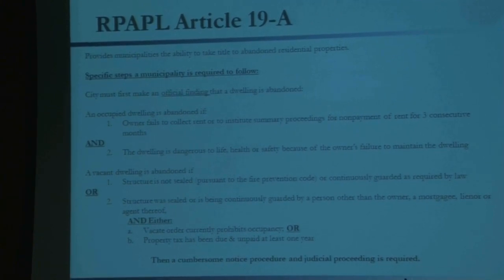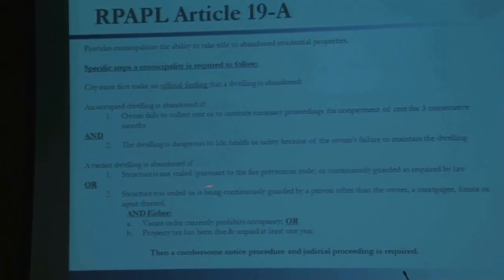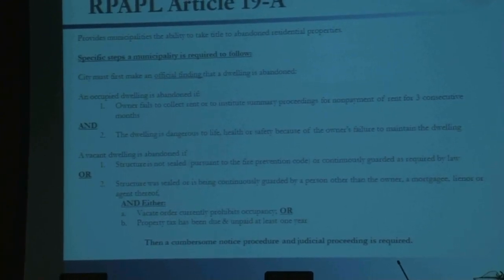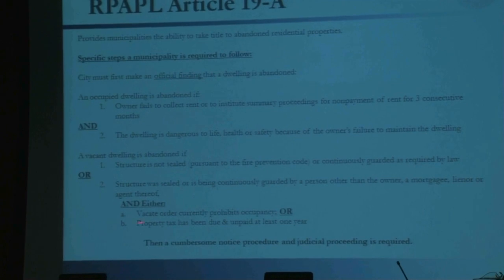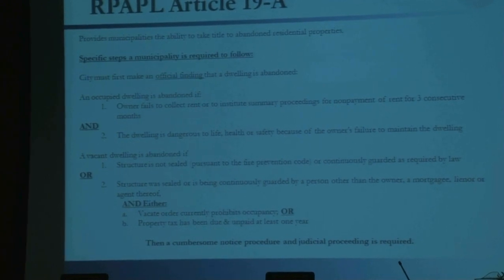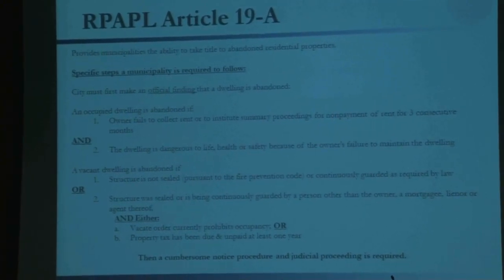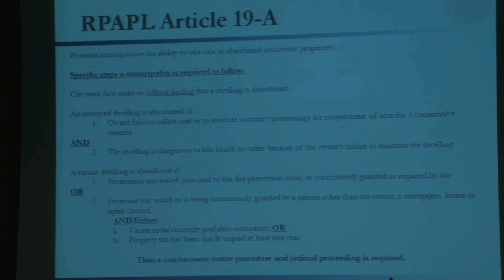A vacant dwelling is abandoned if the structure is not sealed, or basically locked up, or the structure is sealed and either it is vacant, currently prohibits occupancy, or the property tax has been unpaid for a year. So there's a bunch of these steps, and don't worry if you don't understand it, because it actually takes reading it several times to get the and, the or, and the either together.